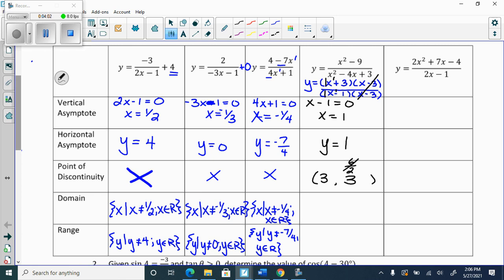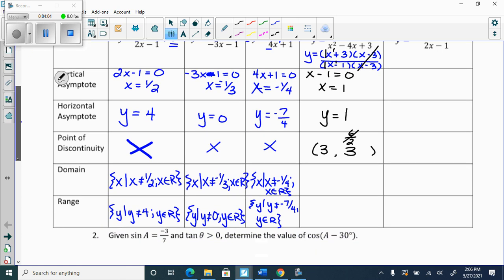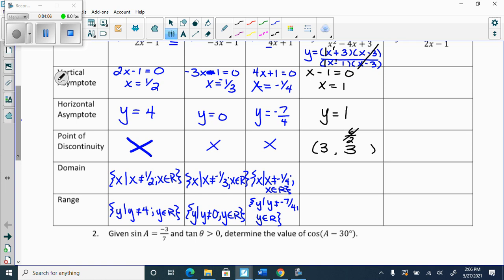Now the catch with the domain and range is the domain can't equal the x of the vertical asymptote and the x of the point of discontinuity. The range can't equal the y of the horizontal asymptote or the y of the point of discontinuity. So it's x such that x cannot equal 1 and 3, x ∈ R. And my range is y such that y cannot equal 1 and 3.